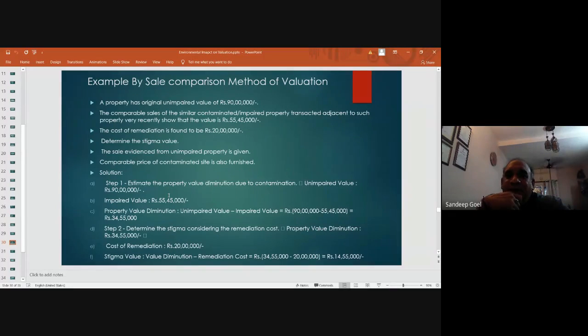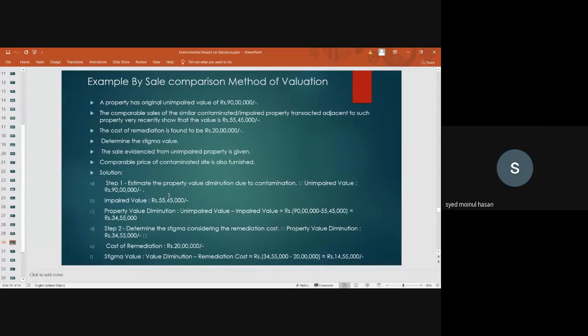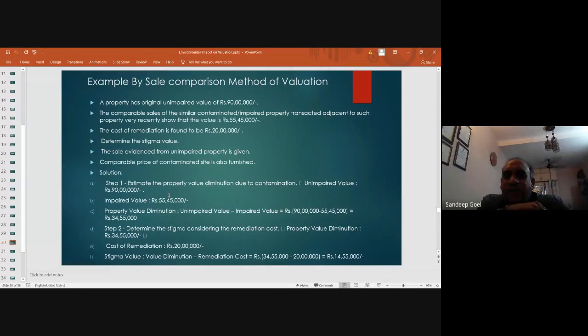Determine the stigma value. So what will be the stigma value? 55 lakh 45,000 plus 20 lakh minus the 90 lakh. That will be your stigma value. You got my point? What is the stigma attached to that property? You got my point. Basic loss.